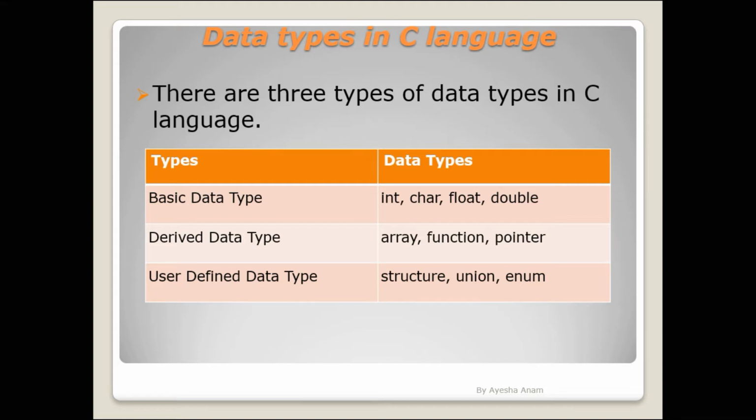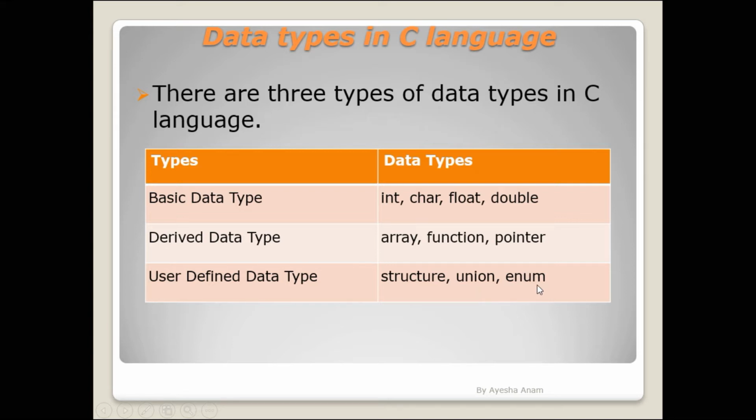So first of all, we will discuss the three types and then we will go for the basic data type. Basic data types are integer, character, float and double. And using the basic data type, some data types are designed called as the derived data type. The derived data types are array, function and pointer. And some data types are designed or defined by the user or the programmer. These data types are called as the user defined data types, and these are structure, union and enum data type.